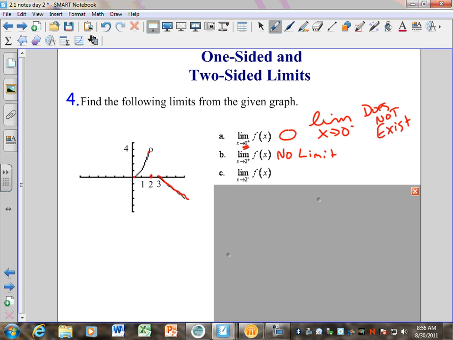So what if I say the limit as x approaches 2 coming from the left? That means look at points getting closer and closer to 2 coming from the left of 2. So points less than 2, what's happening? If I look to the left of 2 and I look to see what's happening, it's getting closer and closer to 4. Do you agree with that?